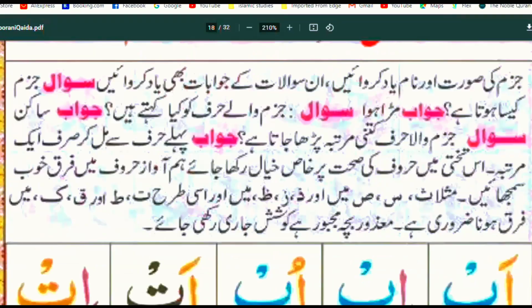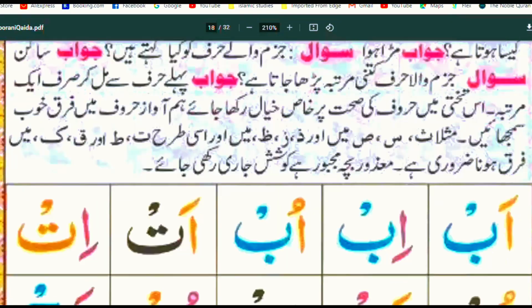Okay, so we have learned about the jazm and about sukun and sakin.